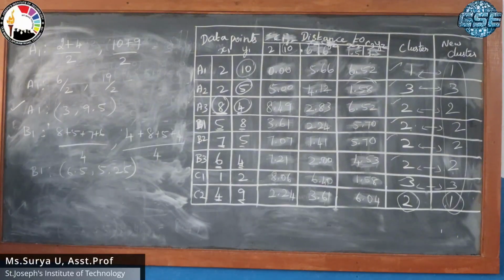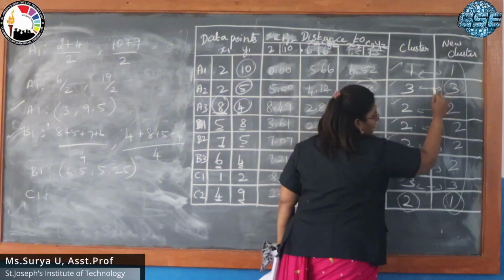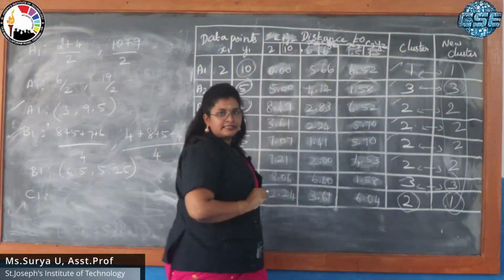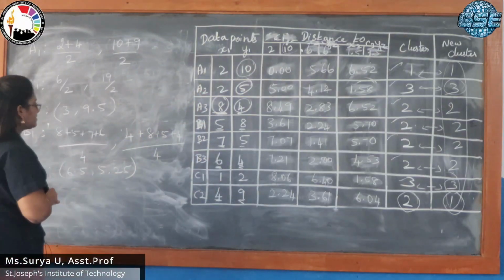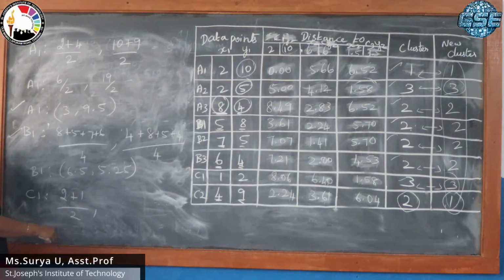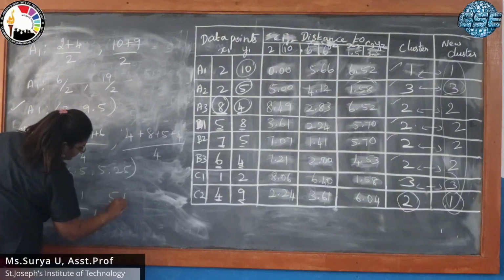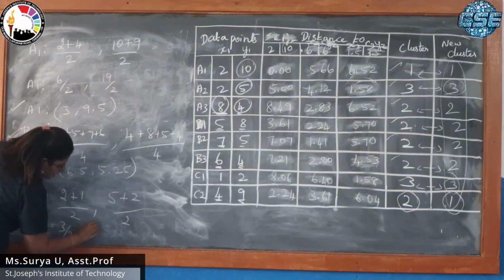Okay. Now we have to find C1. So again we have found a new centroid point, and now we go with C1. Again check how many C points there are. You have two values under C, right? So you have to take the average of those 2 data points. I am taking those 2 data points: 2 plus 1 divided by 2, comma, and again the y value is 5 plus 2 divided by 2. Okay. So then 3 by 2, comma 7 by 2.